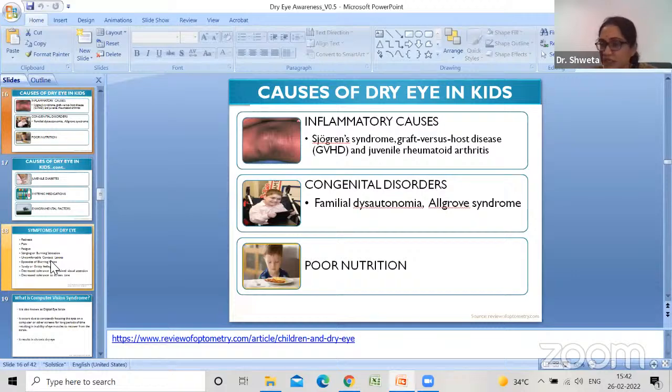Some congenital disorders. Poor nutrition is very important. This is also very important nowadays for children. Everybody wants fast food. Homemade food nobody wants. So I'm not against fast foods or anything, but poor nutrition can cause poor quality of the tears, leading to dry eye.